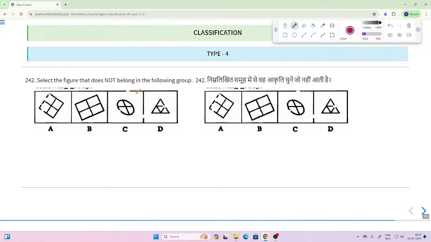Select the figure that does not belong in the group. A is a diamond divided into 4 equal parts. B is a rectangle divided into equal parts. C is a circle divided into 4 equal parts. D is a triangle divided into 4 equal parts. So which of the following does not belong in this group? In this, the circle is the only one made up of circular shape. In all others, the mini figures which it is divided into and the larger figure are the same. While in this, the circle is divided into segments, not circles. So C is the odd one out here.